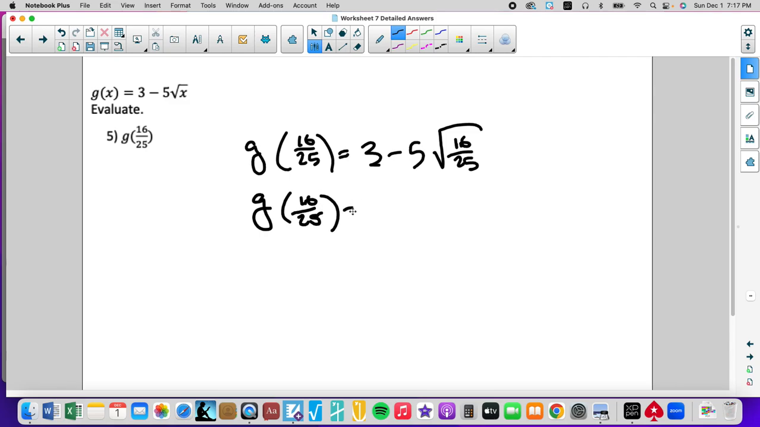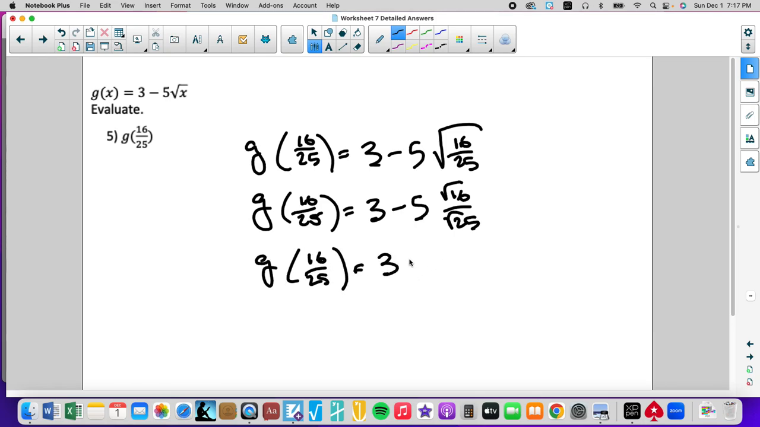When we have radicals multiplying or dividing, we can separate them into their own radicals. We can break those radicals down. And we like 16 and 25 because they're perfect squares. So that's minus 5 times, the square root of 16 is 4, square root of 25 is 5. Now we're going to multiply these two.